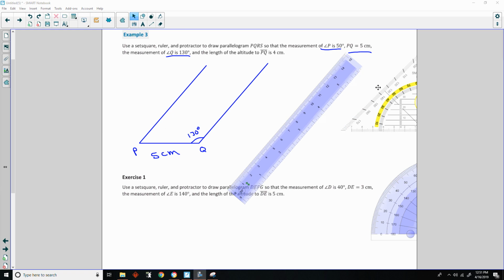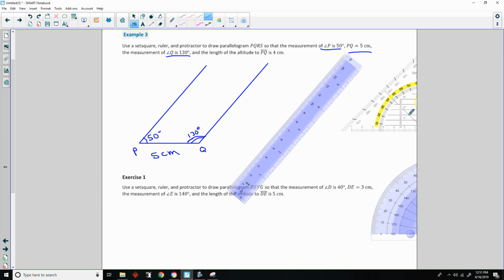Okay, so let's recap what we've done. I drew line segment PQ that's 5 centimeters long just using the ruler. Then I took my protractor crosshair and put it right at Q, marked a point where it was 130 degrees, moved the protractor, drew a segment, and then did the same for 50 degrees over here. So I haven't labeled that yet. This is 50 degrees, this angle here. Let me do 2 marks here because they're not congruent. Okay, so now it says finally, the length of the altitude to PQ is 4 centimeters.